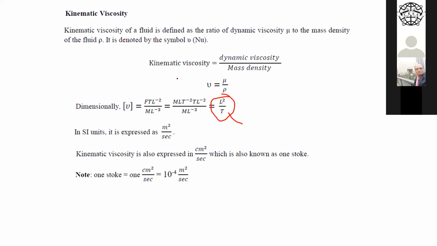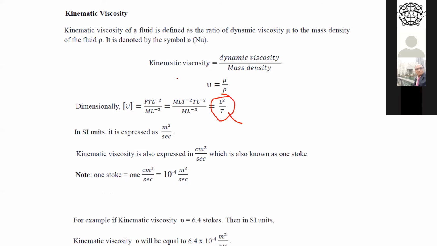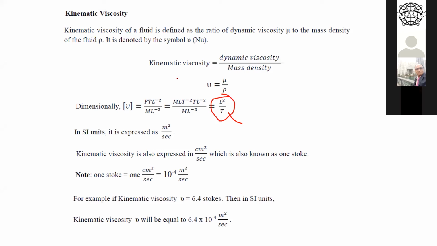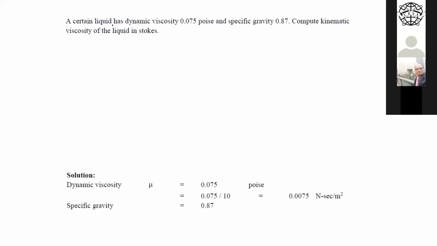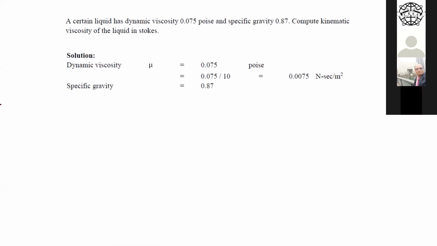So how do you convert into meter square per second? You can divide by 100 square and convert into meter square per second. So if they say 6.4 stokes, you can always convert it, because I told you, you always work in mass as kg, length as meter, time as second, and force as newtons. So whatever units they give, you should try to convert into SI units, because in fluid mechanics units become very important. When they say dynamic viscosity is given as 0.075 poise, you can divide by 10 and convert into Newton second per meter square.